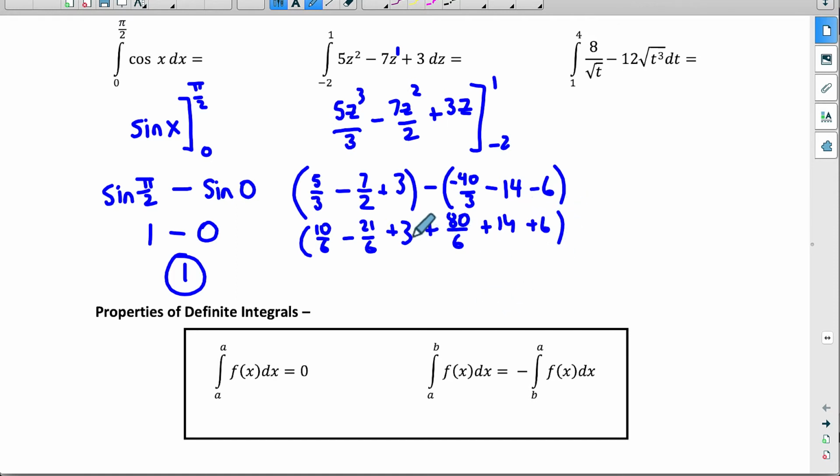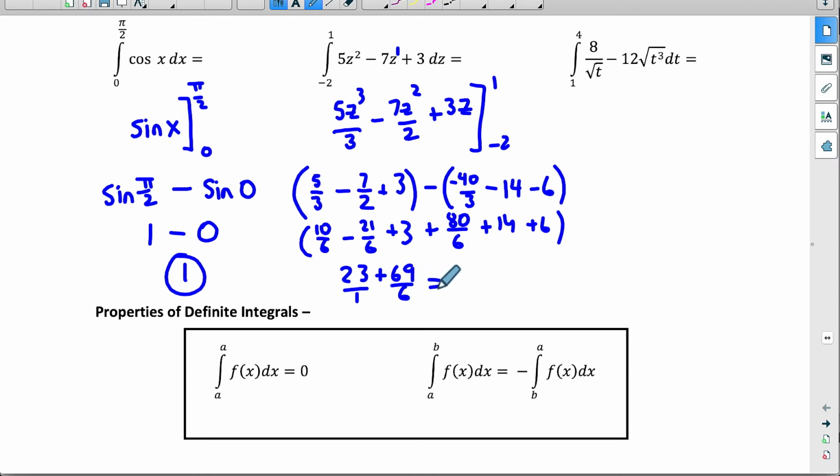All right, so if I add together all the whole numbers, I have 3, 14, and 6, which adds up to 23. And then I have 10 over 6, take away 21 over 6, which is -11 over 6, plus 80 over 6. -11 plus 80 is 69 over 6. Which you could put in the lowest terms. You could divide it by 3, and this will become a 2.